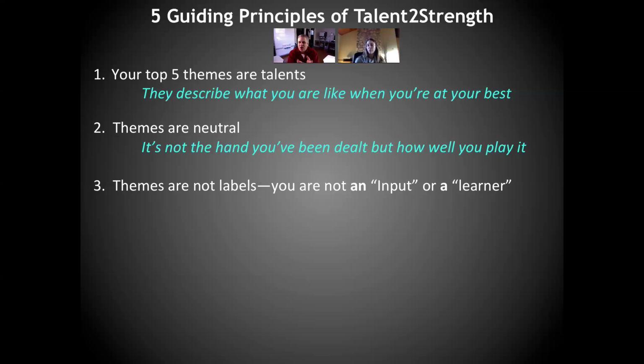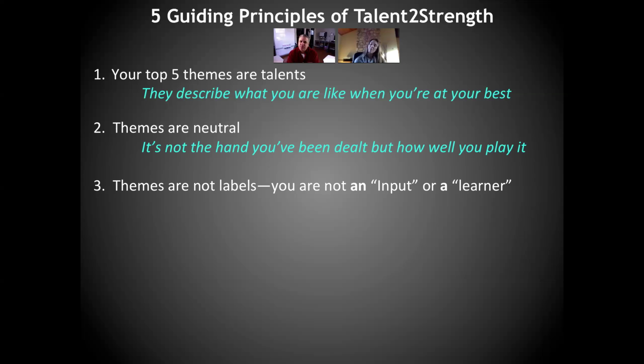Any of your themes, harmony or competition or responsibility or restorative, those things don't exist in the physical world like a pen, which is a concrete thing. What the themes are is they're called constructs. They're concepts that we know affect the world around us, but we can't hold them physically. They don't have a physical form. Love is a construct.